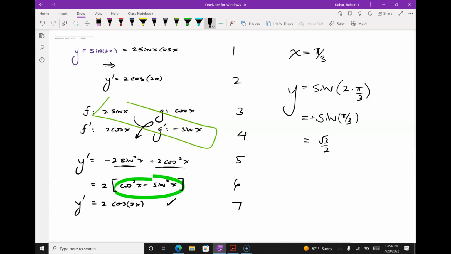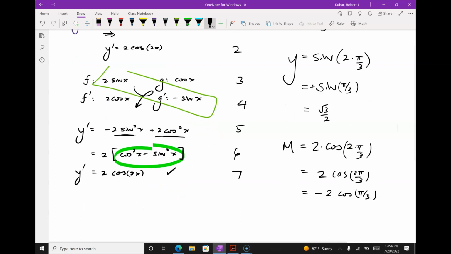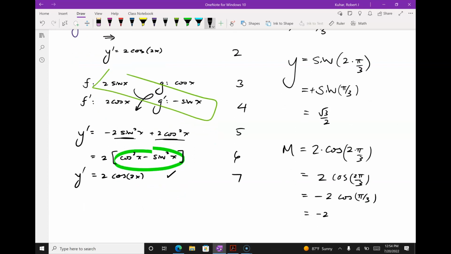And I have to find the slope. I have 2 times the cosine of 2 times pi over 3. Everybody with me? So 2 times cos of 2 pi over 3. That's negative 2 times the cosine of pi over 3, and cos of pi over 3 is 1/2. So negative 1.